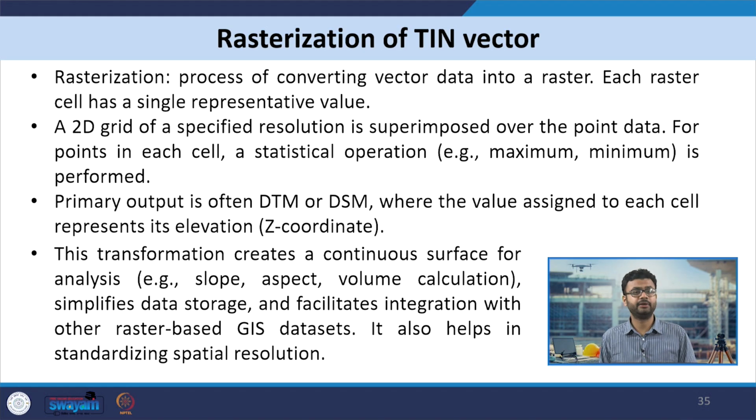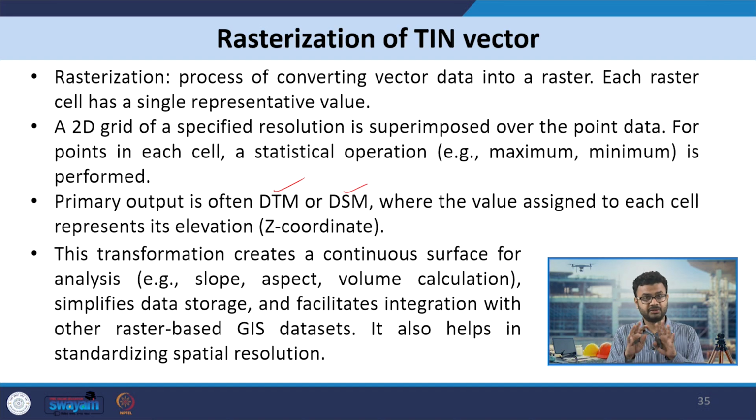And for each point in the cell, a statistical operation is performed, for example, we may want to consider the maximum of all the points, or we may want to consider the minimum of all the points. That kind of statistical operation is performed. So, the primary output through rasterization is either DTM or DSM, where the values assigned to each cell represent its elevation or the Z coordinate. And through rasterization, it creates a continuous surface for analysis.